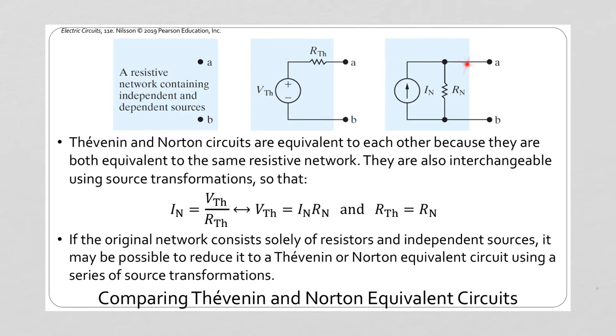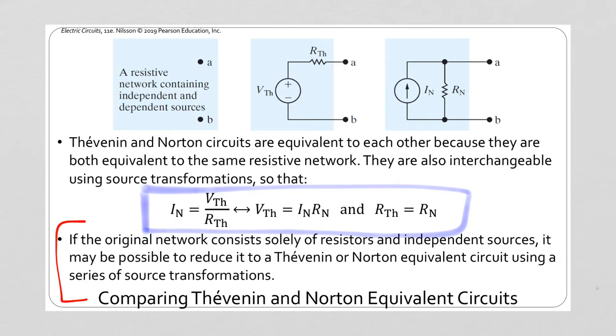Thus, you can transform a voltage source into a Norton circuit and vice versa. You can convert a Norton circuit into a Thévenin equivalent circuit using the rules of source transformations that we have seen previously. And in fact, sometimes the resistive network will be simple enough that we can use a series of source transformations to simplify this network into simpler and simpler circuits to reduce it all the way to a single Thévenin or Norton equivalent circuit.